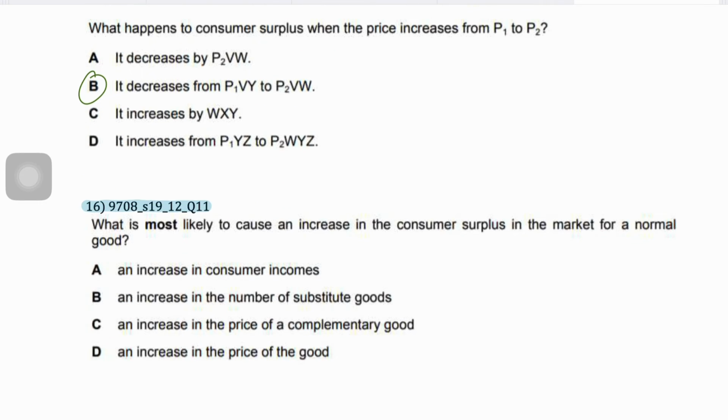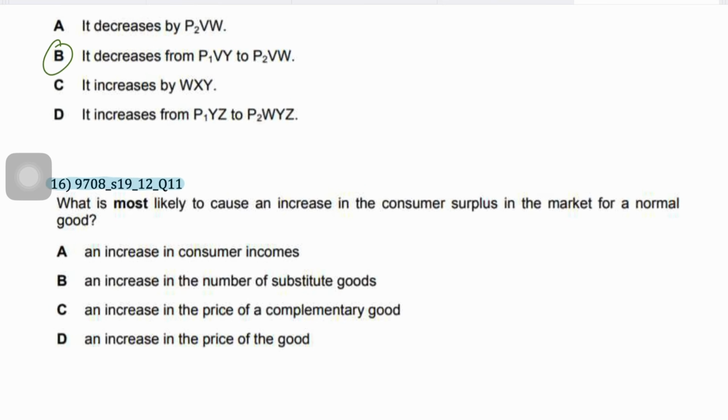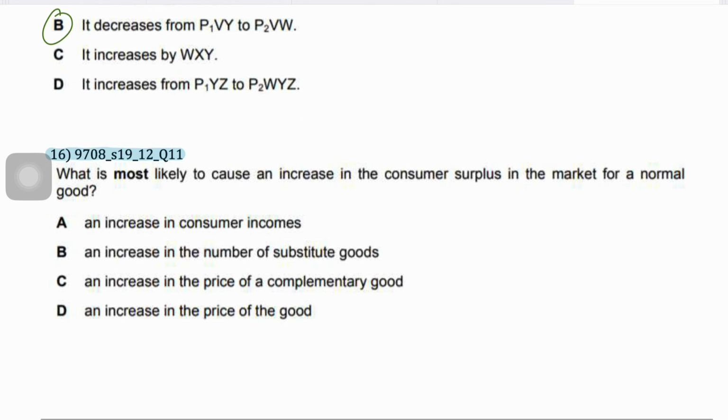The next question says, what is most likely to cause an increase in consumer surplus in the market for a normal good? Normal goods are those goods whose demand rises when your income goes up.